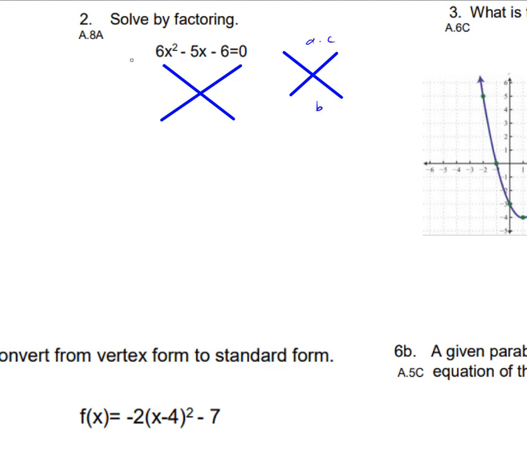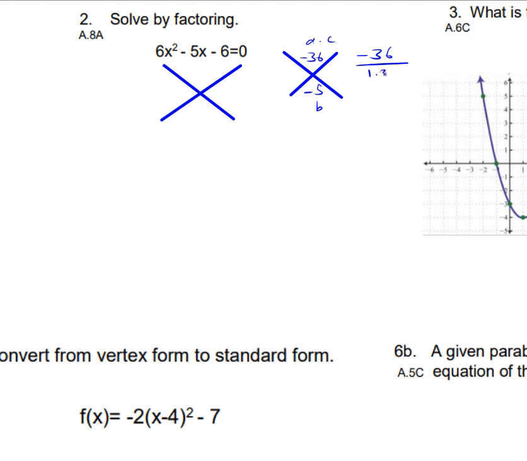My a times c is 6 times a negative 6, which is going to be a negative 36. My b is negative 5. And so I'm looking for two numbers that multiply to get negative 36, but add to get negative 5. And what I'm going to write out here is the factors of 36, but I'm going to remember that one of them has to be negative. Because if one of them's not negative, I'm not going to get this negative 36 that I need, okay?